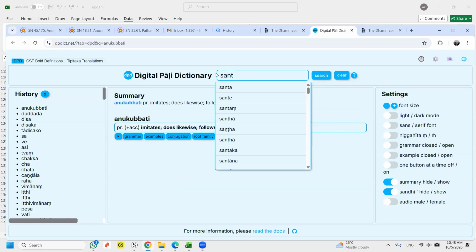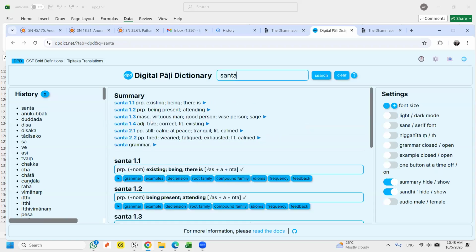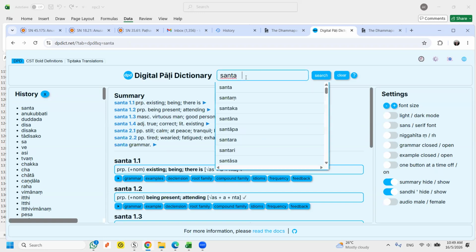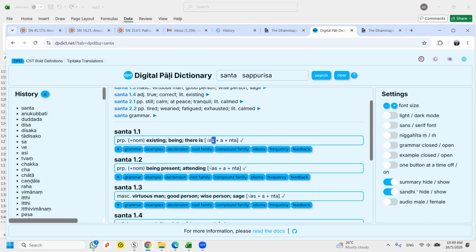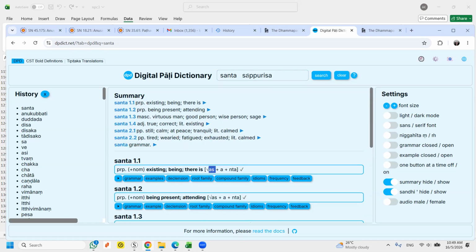Santo or santa. The word santa can mean calm, but it can also mean another thing, because it can also mean an existing being, but technically it's this. The word purisa also comes from this, because it's sa. Can you see this is how it comes from this one, the AS? Sapurisa also comes from this word because they use sa as the stem.